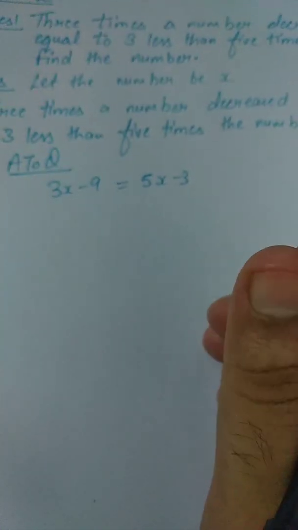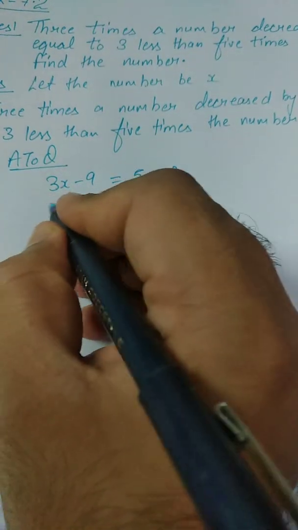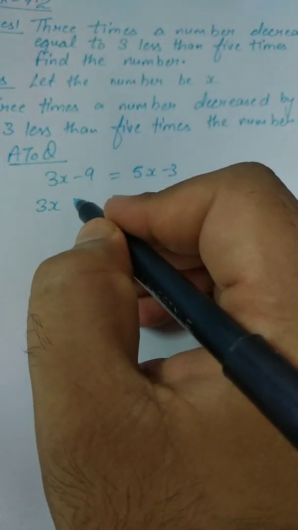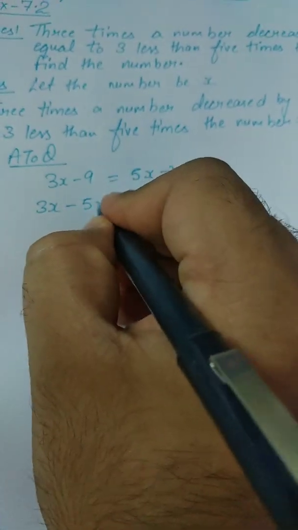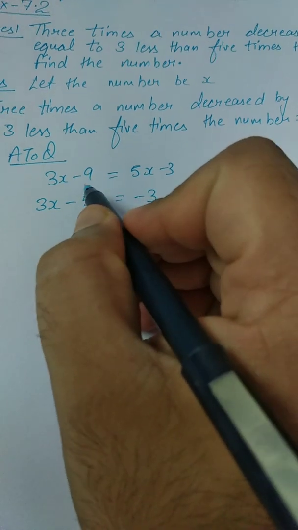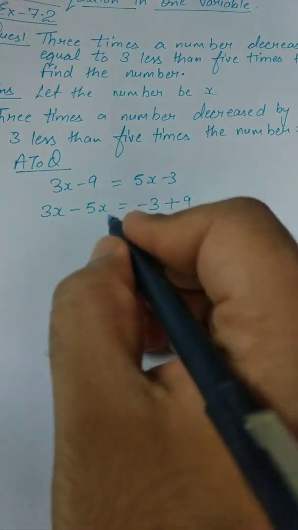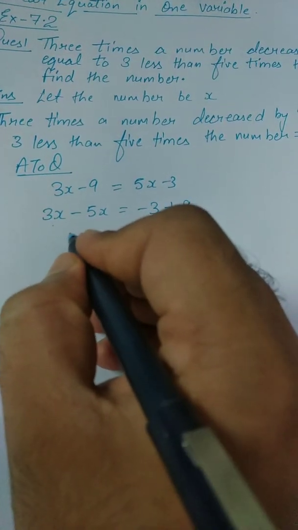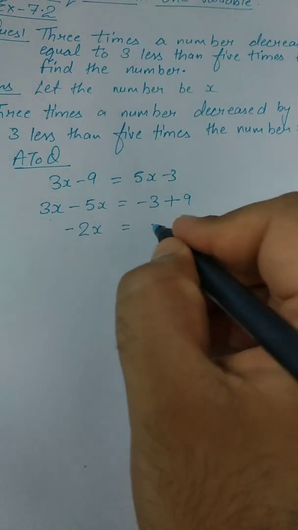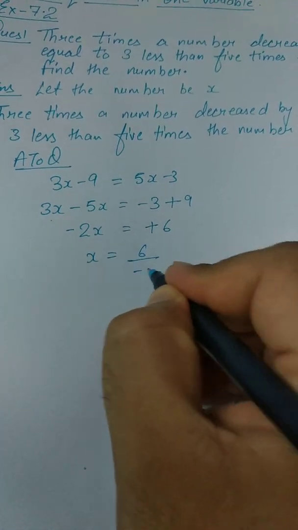Now you have to find the number. Shift x term on one side, 3x. When I shift the 5x from LHS to the RHS it will become negative, minus 5x, minus 3. When I shift the minus 9 from LHS to the RHS it will become positive, plus 9. So 3x minus 5x is equivalent to minus 2x, equivalent to minus 3 plus 9 is plus 6. So x is equivalent to 6 upon minus 2.